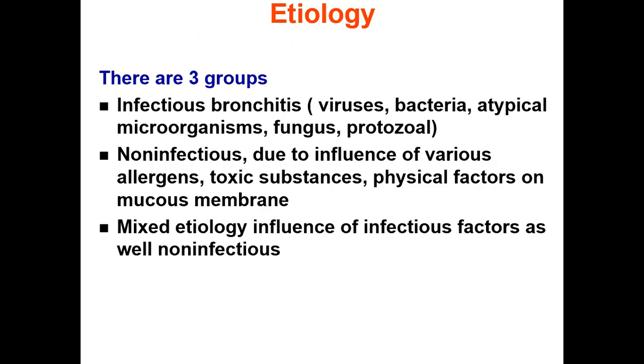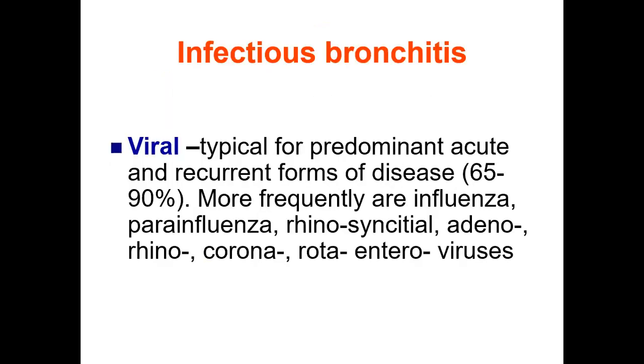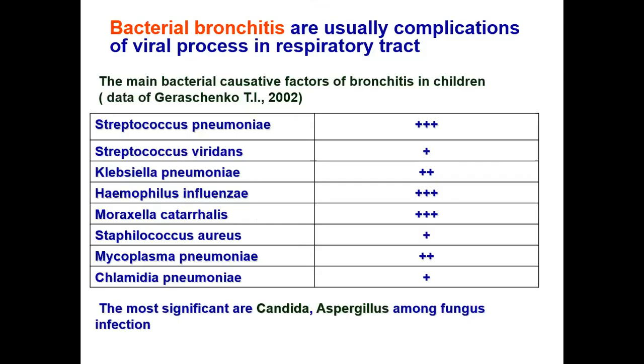Etiology. There are three main groups of etiology: infectious, non-infectious, and mixed. Infectious factors are as well as non-infectious. Viral etiology is typical for predominantly acute and recurrent forms of the disease, more frequently influenza, parainfluenza, respiratory syncytial virus, adeno, rhino, corona, rota, and enteroviruses. Bacterial bronchitis: Streptococcus pneumoniae, viridans, Klebsiella pneumoniae, Haemophilus influenzae, Moraxella catarrhalis, Staphylococcus aureus, Mycoplasma pneumoniae, and Chlamydia pneumoniae.